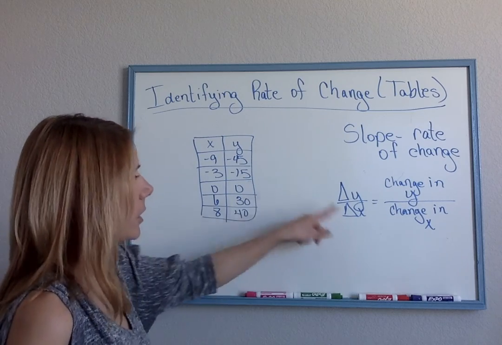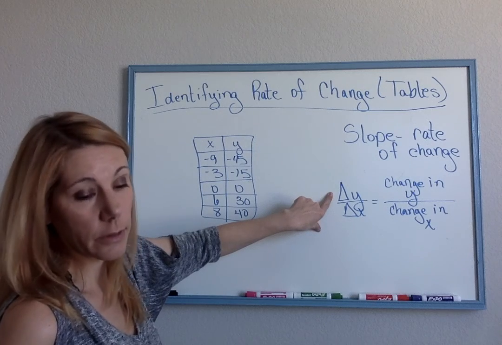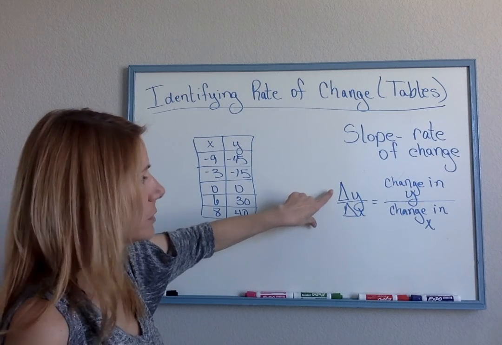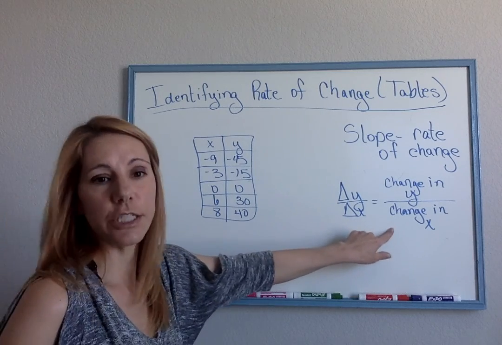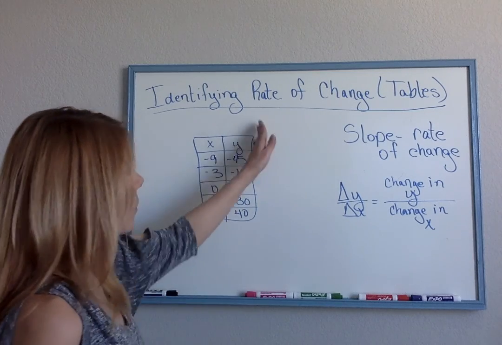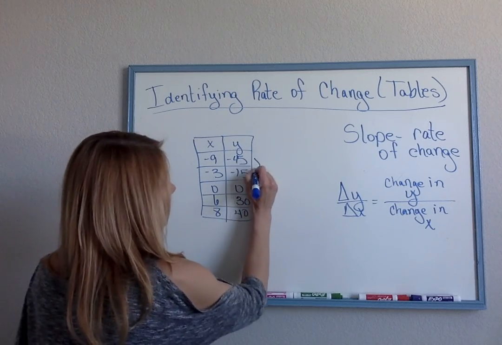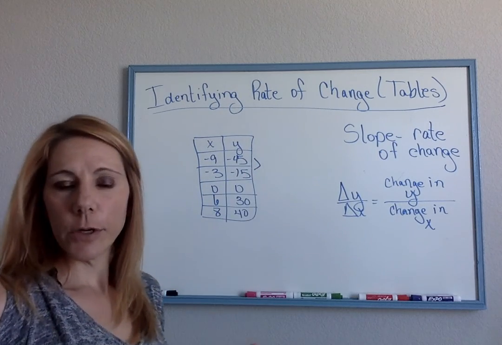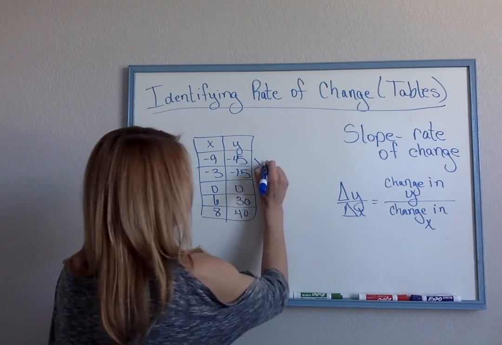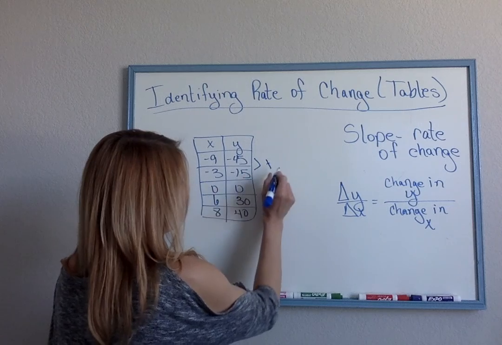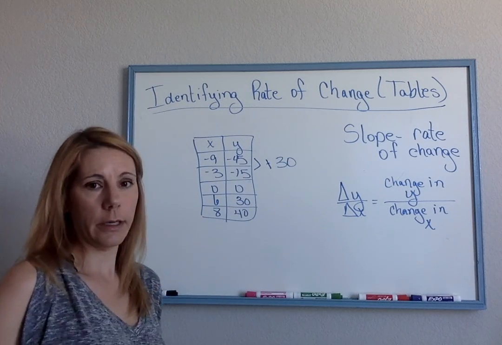So we're going to look for our change in Y, which looks like that little triangle, that delta symbol. So delta Y is change in Y, and delta X is change in X. Once again, they've given us a vertical table, so we're going to start with our Y's. If I'm at -45 and I want to get to -15, I'm going to have to add. And 45 to 15, I'd be adding 30.